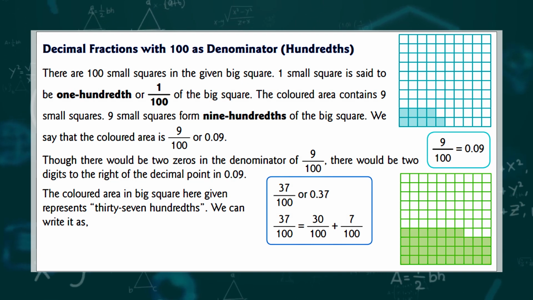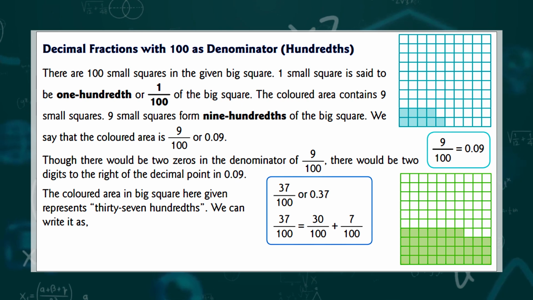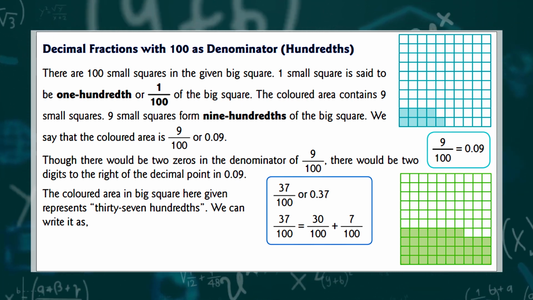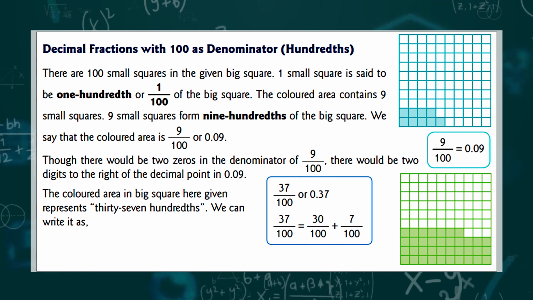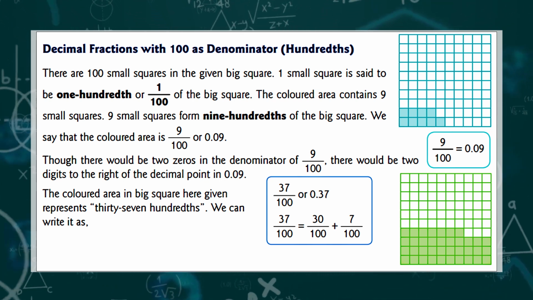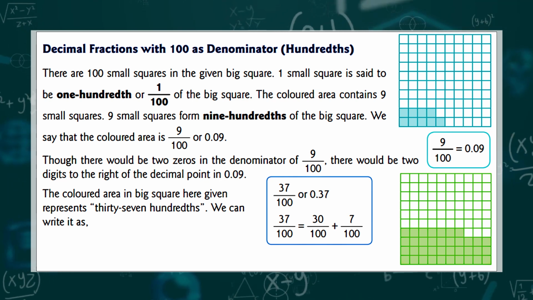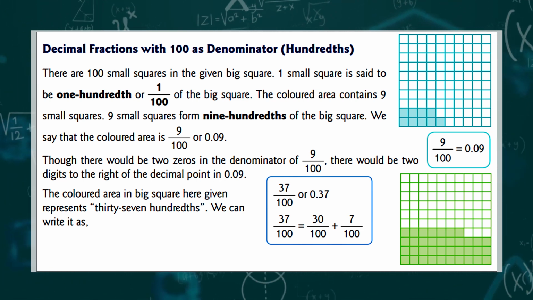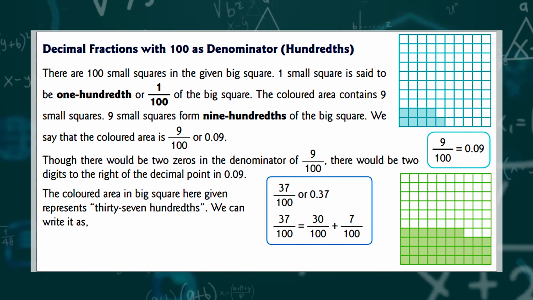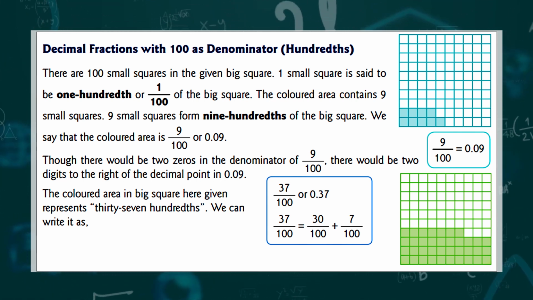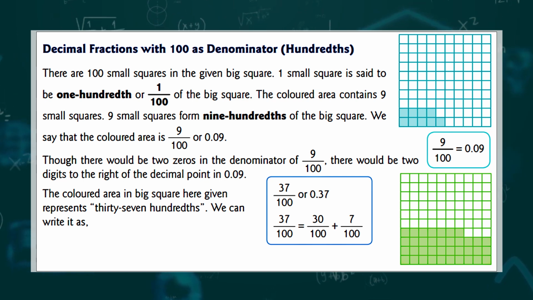Decimal fractions with 100 as denominator, hundredths. There are 100 small squares in the given big square. One small square is said to be 1/100 or 1 by 100 of the big square. The colored area contains 9 small squares. 9 small squares form 9/100 of the big square. We say that the colored area is 9 by 100 or 0.09.